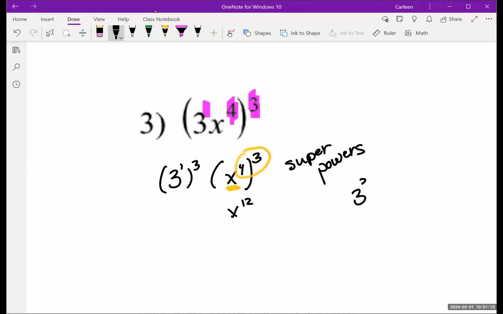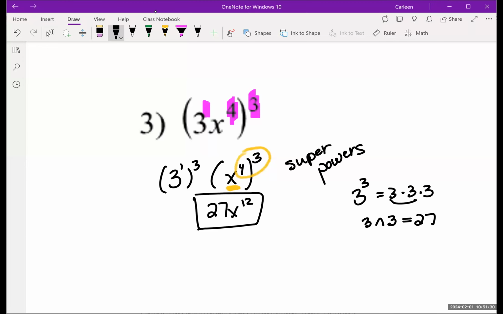Now, 3 cubed is 3 times 3 times 3. 3 times 3 is 9 times 3 is 27. Or on my calculators, you go 3 to the 3rd power and you would get 27. Now, if you're coming in to take my exam, we could have a little talk about where all the buttons are on my calculators. Okay, 27x to the 12th.